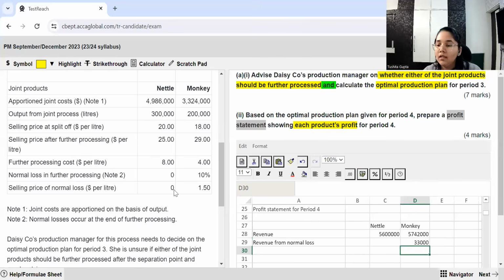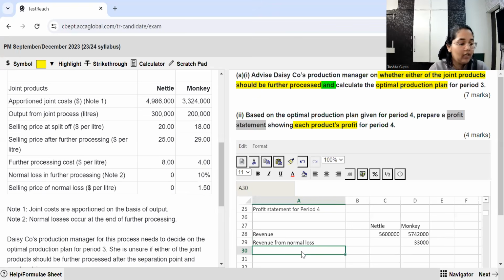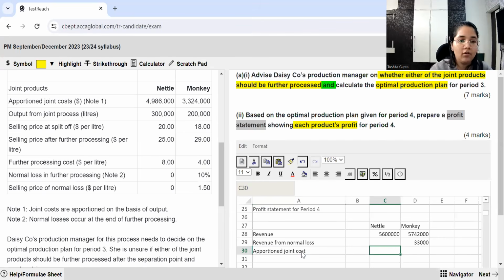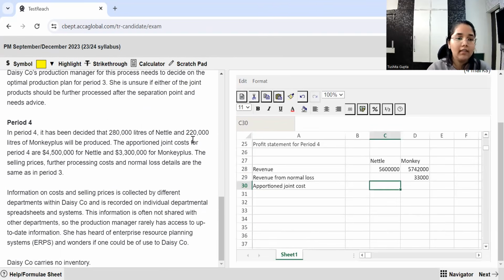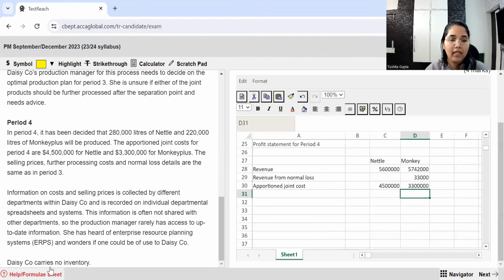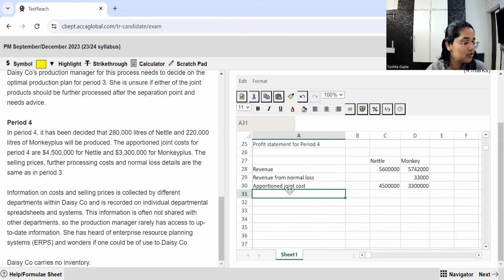So this is the revenue that I'm going to make from the normal loss, which I will incur in Monkey Plus. Now I have to look at my cost side. So first of all, I have to see my apportioned joint cost. My apportioned joint cost is also given over here. It is 4.5 million for Nettle and 3.3 million for Monkey Plus. So these are my apportioned joint costs.